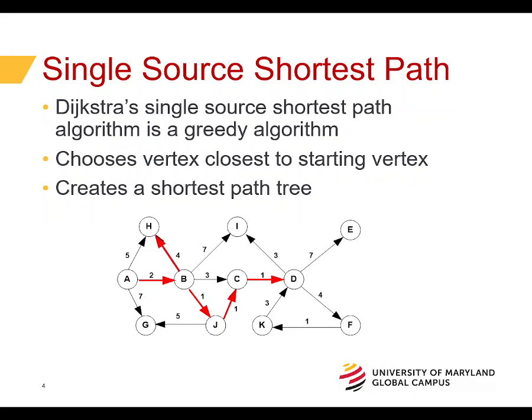H is next. ABH has length 6. G is next because the edge AG has length 7. Then I is added since ABJCDI has length 8. F is next. The path ABJCDF is 9 long. Then K, ABJCDK has length 10. And finally E, because ABJCDE has length 12.